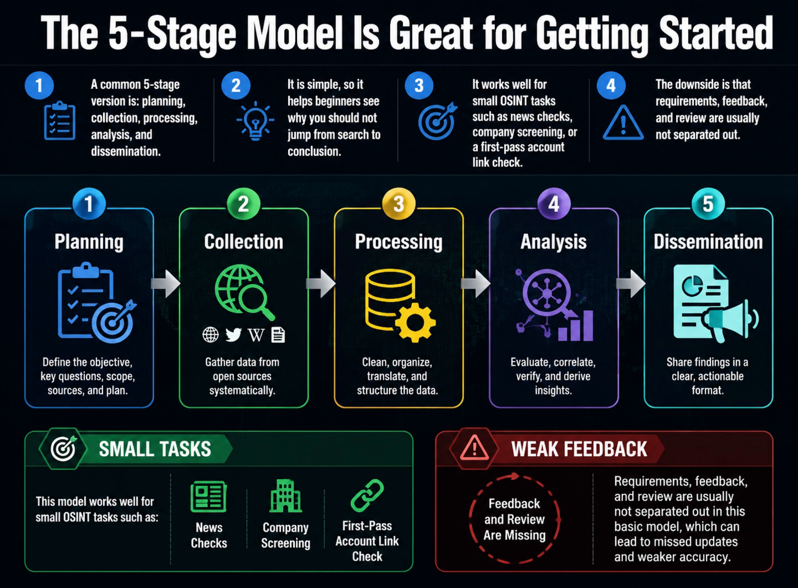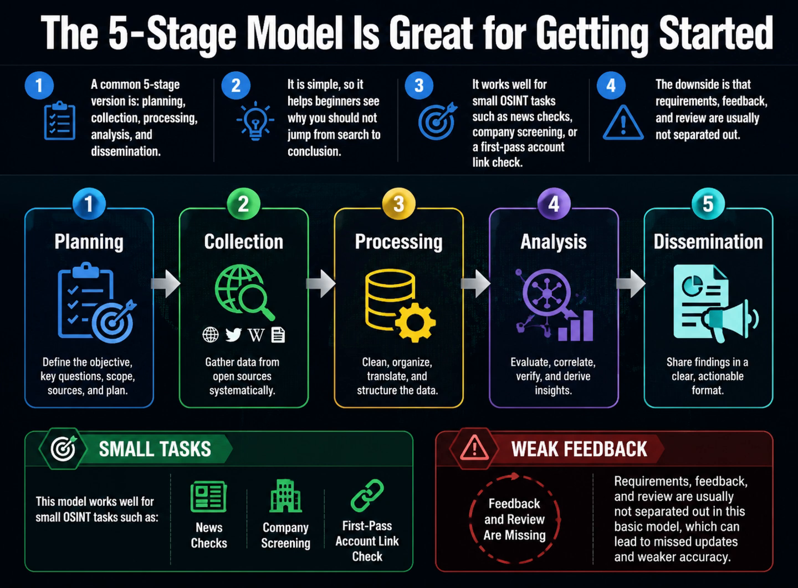Let's start with the 5-stage model. A common version is planning, collection, processing, analysis, and dissemination. Its strength is simplicity. It helps beginners understand a basic rule: do not jump from search results straight to conclusions. For a small OSINT task, this works well. Think about checking a news screenshot. Planning means deciding what you need to verify. Collection means gathering the original post, image history, timestamps, and second sources. Processing means recording links and times. Analysis means asking what the evidence supports. Dissemination means writing the conclusion.